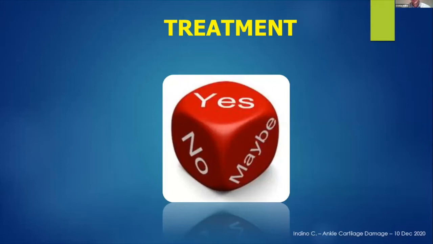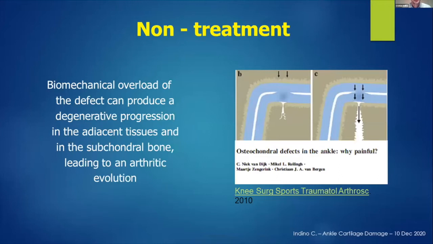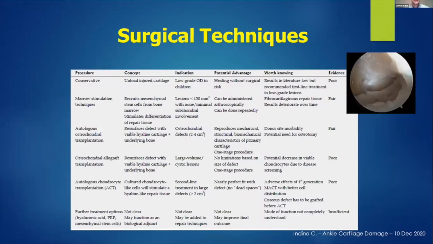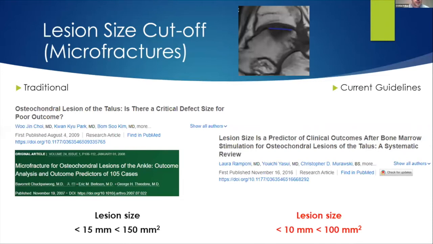And in these cases, a surgical treatment should not be considered, even if it is demonstrated that an osteochondral defect can produce a degenerative progression of the joint that can lead in the future to an arthritic evolution of the ankle. So several surgical techniques have been described to treat these kinds of lesions, and the most popular one is bone marrow stimulation. Bone marrow stimulation has shown good short-term results, but not stable results in the medium term and long term.